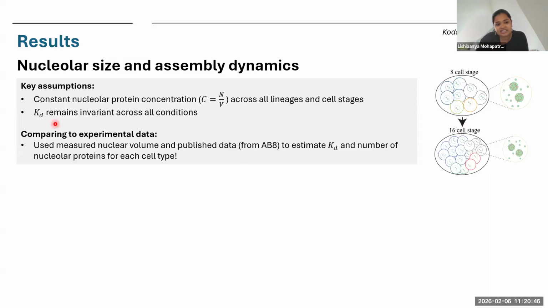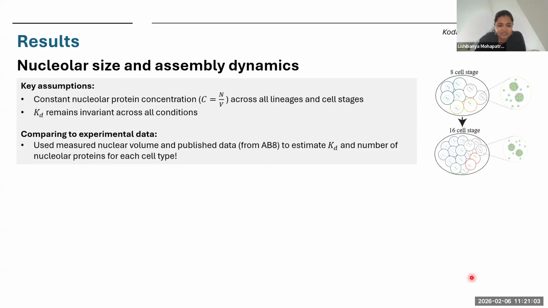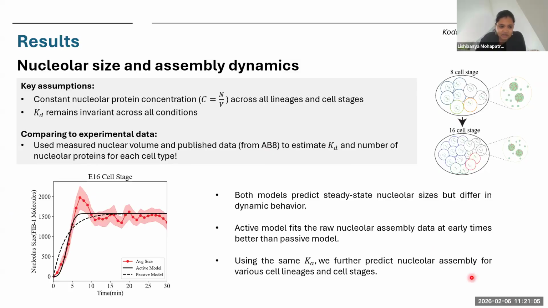We assume that the KD is the same, and we had KD associated with one of the cells from our previous paper. So we basically had most of the parameters kind of estimated. The only thing that we were not sure of was the assembly parameter, which is the Ka and Kp. So in order to extract that, we went to a particular cell stage, and that's what I'm going to show you right now. This is the E16 cell stage.